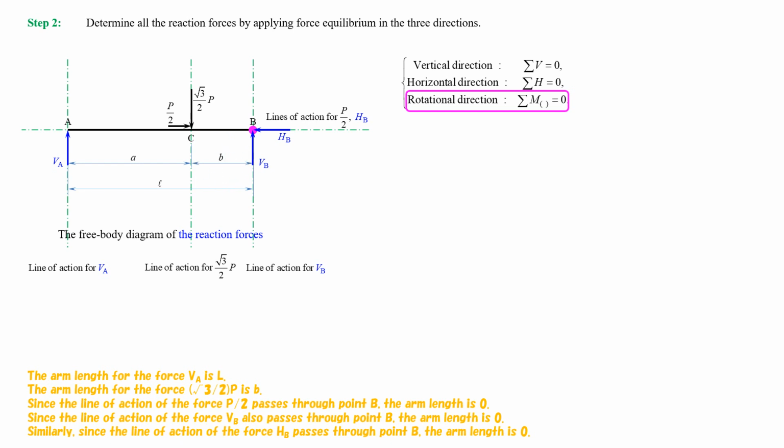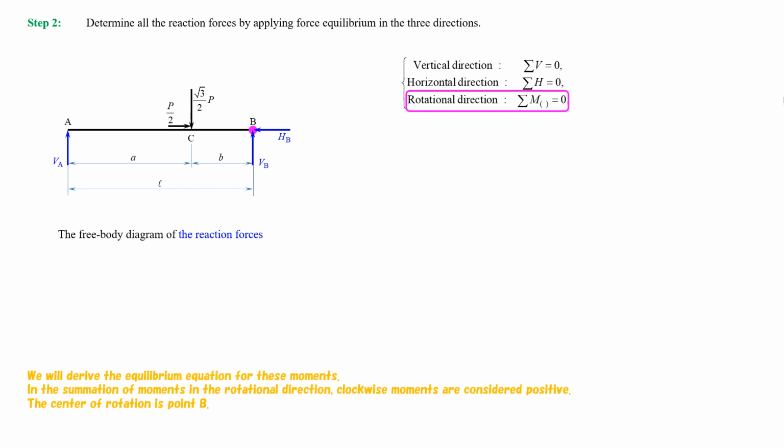Since the line of action of the force 1/2 of P passes through point B, the arm length is 0. Since the line of action of the force VB also passes through point B, the arm length is 0. Similarly, since the line of action of the force HB passes through point B, the arm length is 0.